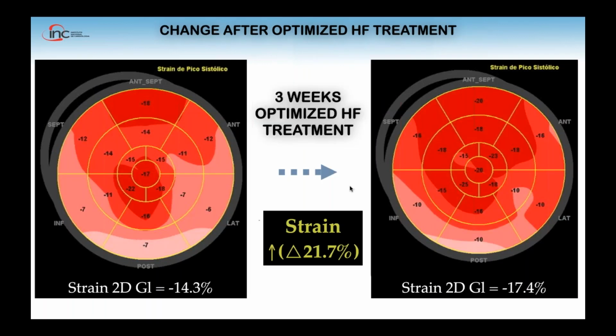And when we display side by side pre and post heart failure treatment, we can see a significant recovery of 2D strain, showing a relative improvement of 21.7% of global strain values, shown by a parametric representation from the bullseye, where more intense red is codified as more deformation. In summary, a good result of optimized heart failure treatment was achieved for this patient.